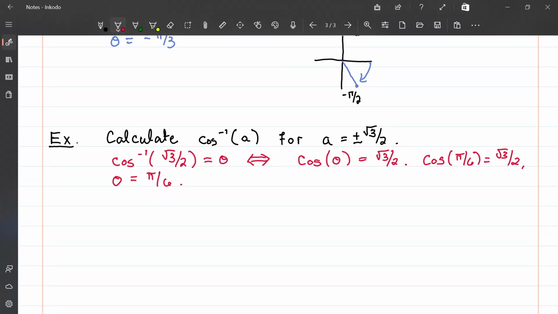Giving myself a little bit of room. If I do the same thing again, but this time with arc cosine of negative root 3 over 2, I check my domain considerations. They're good. I write an equation with a dummy variable so I can write my other perspective.